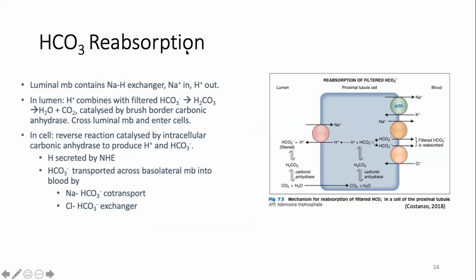So the bicarbonate reabsorption mainly occurs in the proximal tubule, and 99% of the bicarbonate should actually be reabsorbed in the proximal tubule itself. So what are the mechanisms, or how is this bicarbonate being reabsorbed? So mainly, if you look at the renal tubular cell, you will have the luminal membrane and also the basolateral membrane.